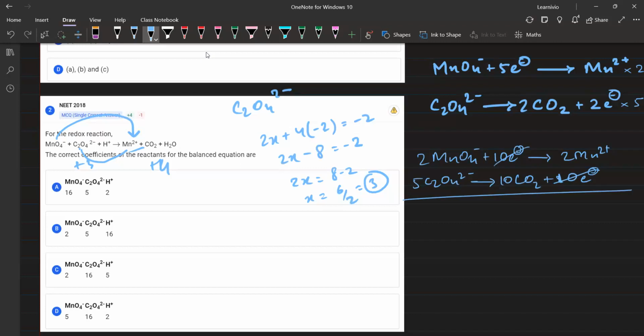Electrons will be cancelled. Now you are going to write: 2MnO4 negative plus 5C2O4 2 negative gives 2Mn2 positive plus 10 CO2.